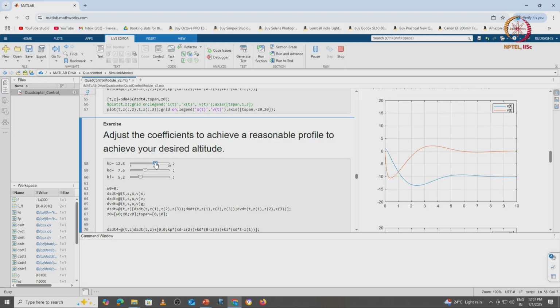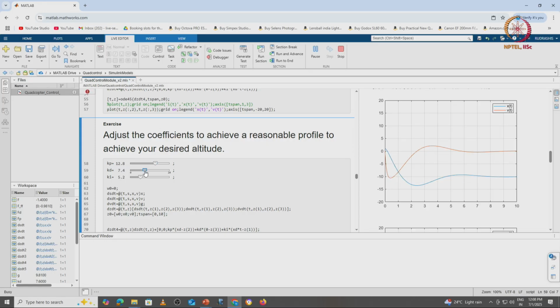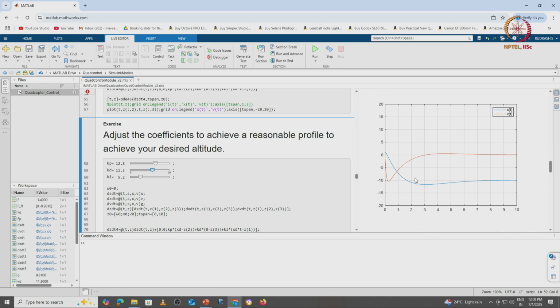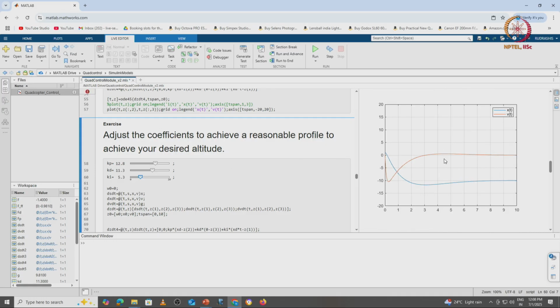I can change the gains and check what's happening. You see, by increasing my gains, I started reducing my overshoot. If I decrease my derivative gain, you see oscillations start coming up. If I increase my derivative gain, my oscillation decreases, and I start getting a response with less and less overshoot. I can increase my integral gain to remove the steady state error. So every time you change a gain, the response characteristics change, and then you can fine tune it.